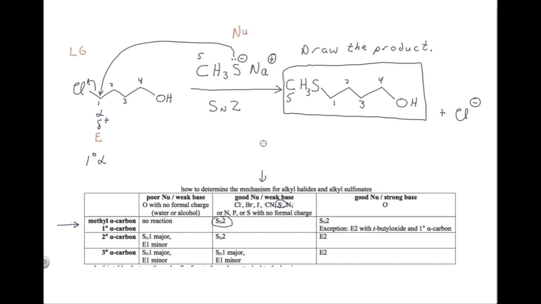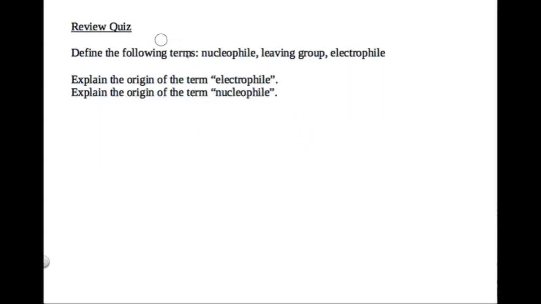I think there's a little bit of a trap on this problem because the alcohol group is written close to the nucleophile and the chlorine is written far from the nucleophile. Perhaps that was intended to trick some students into trying to do the reaction at carbon 4 rather than at carbon 1, so I hope you didn't fall for that trick. Pause the video and try this review quiz. Now here's the answers.